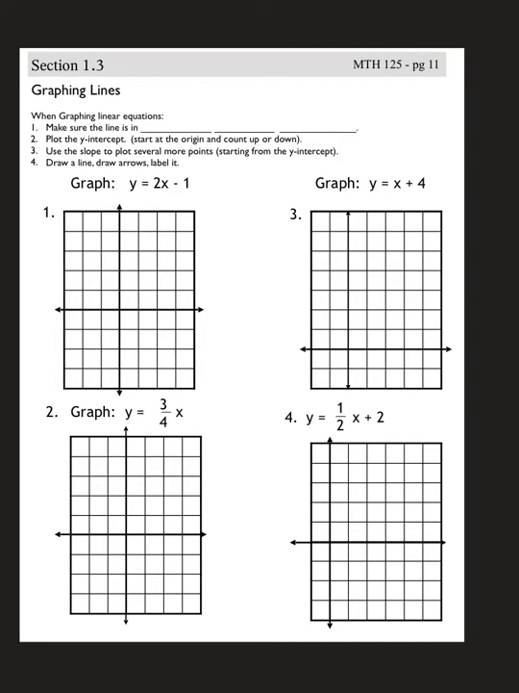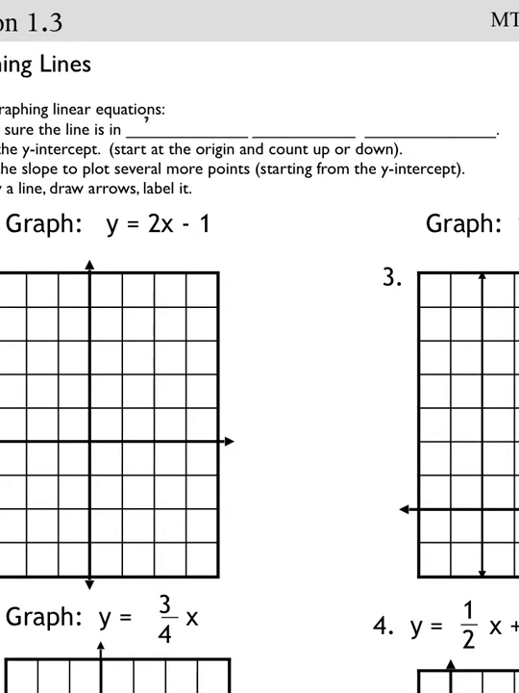Page 11. On this page, we're going to look at graphing lines. The first step always when you're graphing a line is to make sure that the line is in slope-intercept form. That is y equals mx plus b. It has to be in that form. You can't interpret the slope and the y-intercept unless your line looks like this, y equals mx plus b.